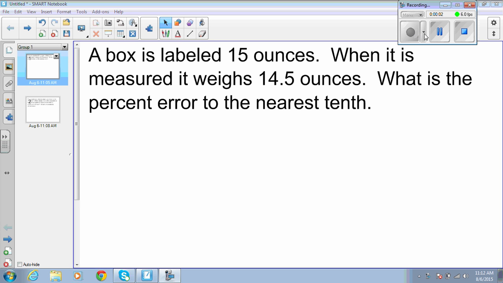Let's do a couple percent error examples. Let's look at this first one. You have a box labeled 15 ounces, and when you measure it, it only weighs 14.5 ounces. And you can figure out what your percent error is.